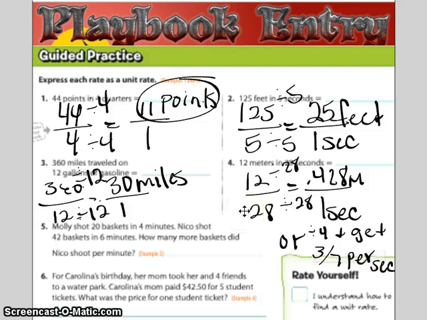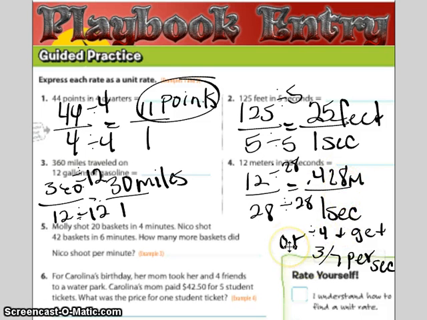Number 4 is a little different. 4 is 12 meters in 28 seconds, and you want to go down to 1 second. So there's 2 things that you can do. You can take 12/28 and reduce it all the way down to 1 to find the unit rate, which would be about 428 thousandths. In fact, it really just keeps going, but I stopped it at the thousandths place.